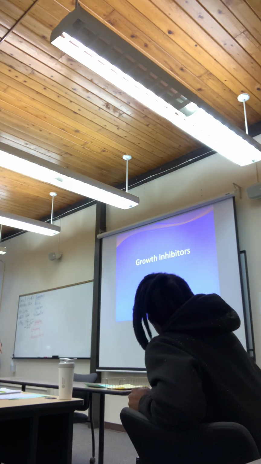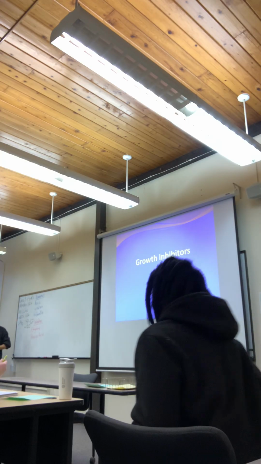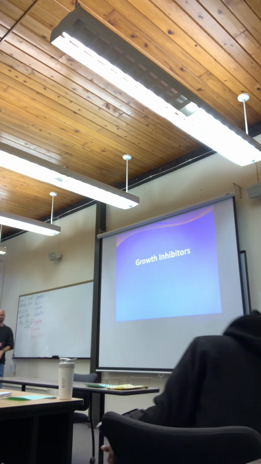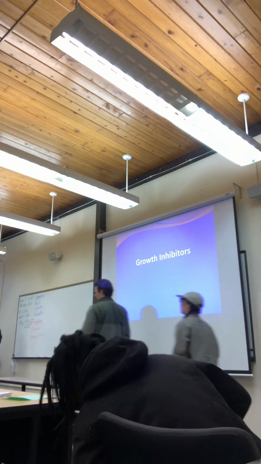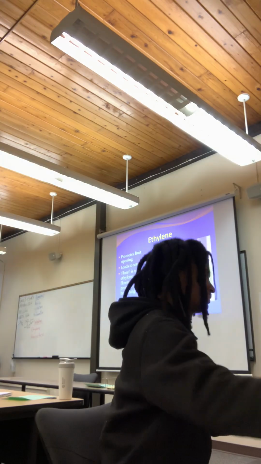Continue with the growth inhibitors. Keeping track of your promoters, auxin, cytokinin, and gibberellin: maybe they're either making more cells, or making cells bigger, or both. And inhibitors, ethylene and abscisic acid, have different effects.